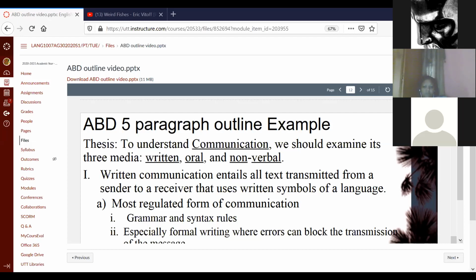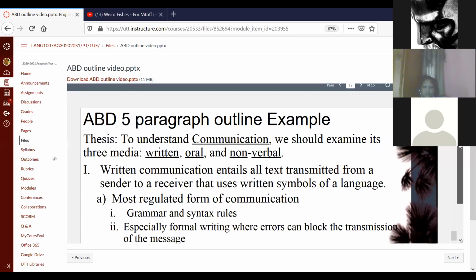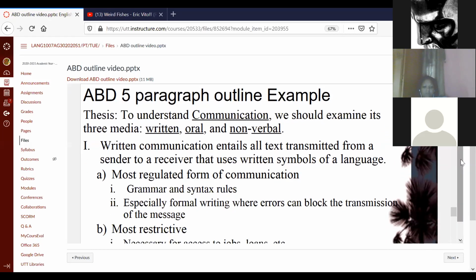So my first topic sentence would look at written communication and explain what written communication is. So written communication entails all text transmitted from a sender to a receiver that uses written symbols of a language. And I will then explain what that medium entails.